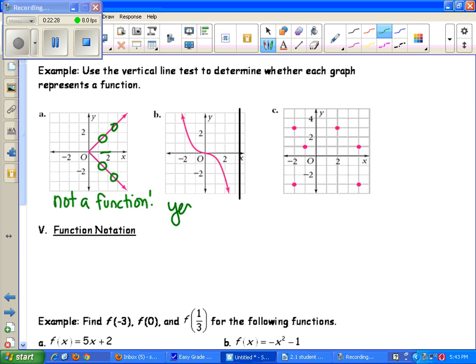So yes, function. This passes the vertical line test, or, again, sometimes we call it the pencil test.